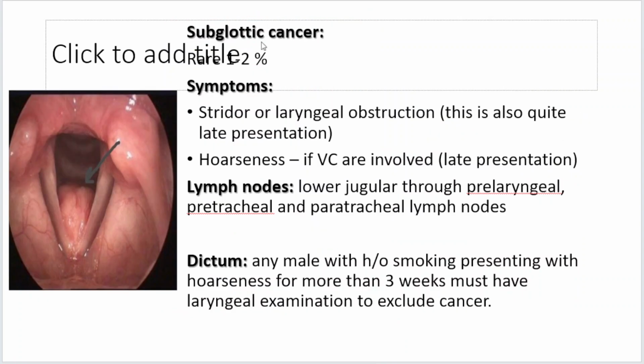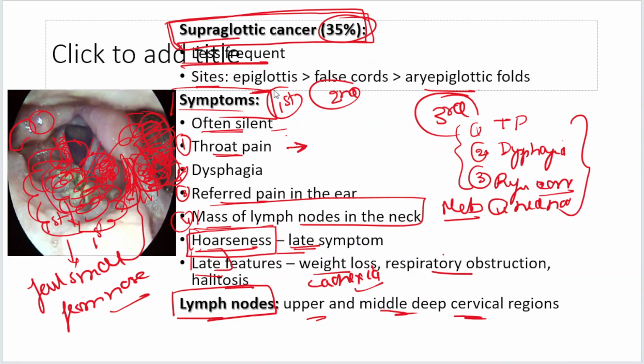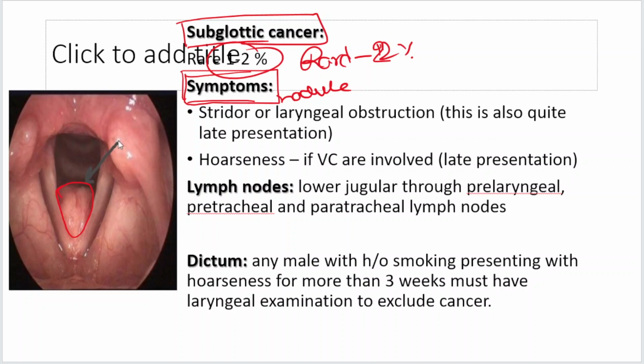Now coming to subglottic carcinoma, this is a rare carcinoma. It is less than 1 to 2% of carcinoma larynx. I have never seen a case of subglottic cancer per se in all these years. What is the symptom? Now, as you can infer, the growth in a subglottic cancer appears more like a nodule, while in a case of supraglottis and glottis, it looks more like an exophytic ulceroproliferative kind of lesion.